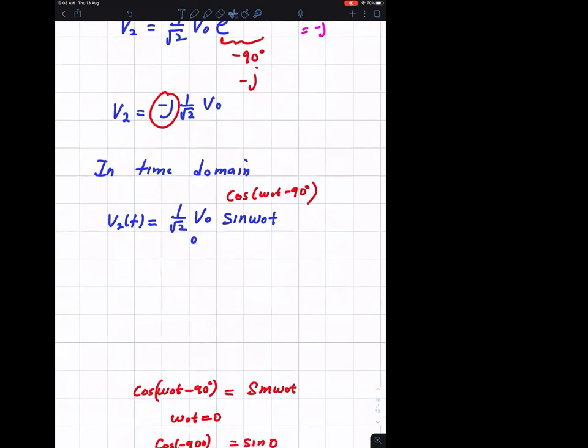So therefore, at the output, the output is going to be sine omega naught t. The same amplitude, but it's sine. The input was cosine.